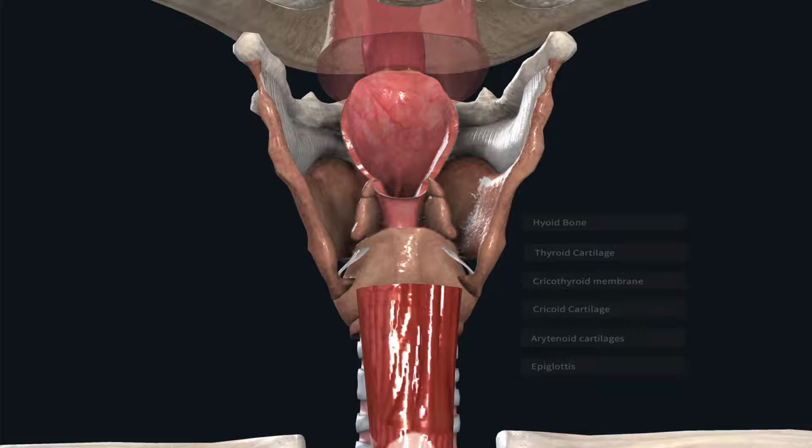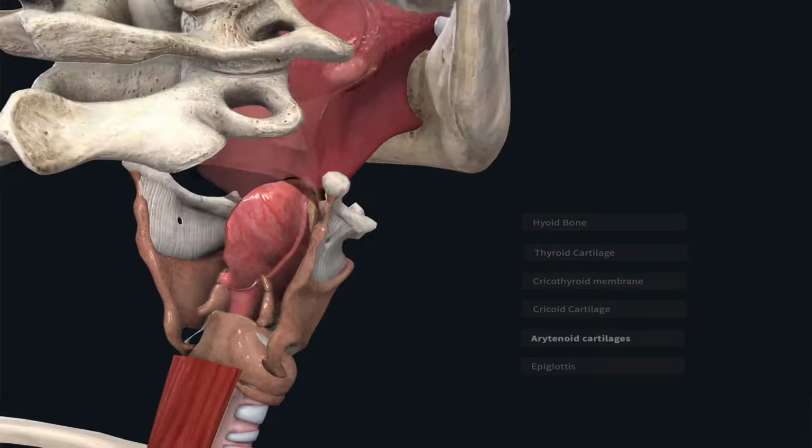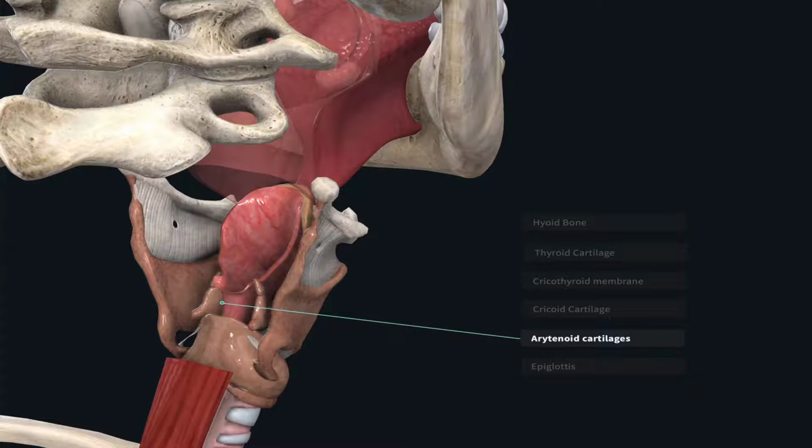The final cartilage that I want to talk about are these small arytenoid cartilages, which have a triangular morphology. Now there are muscles that I'm not going to go through in this lesson that attach to these various cartilages, whether it's the cricoid, thyroid, arytenoids, or even the epiglottis. And when that happens, that can change the overall shape of the larynx.